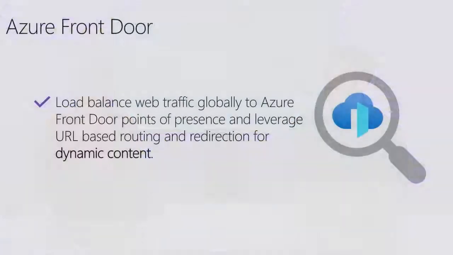Now, if you have something similar to this example where you have a lot of dynamic content, a mix of static and dynamic content, a good choice for that is Azure Front Door. Azure Front Door provides dynamic app acceleration, and it provides global load balancing with near real-time failover. It has points of presence that essentially allow you to achieve that low latency and fast delivery. And it also allows you to leverage URL-based routing and redirection for dynamic content.